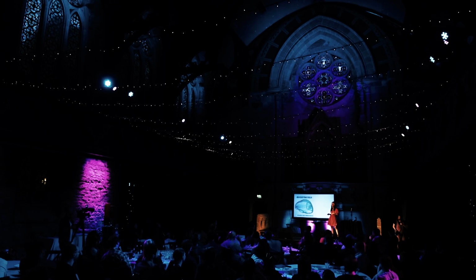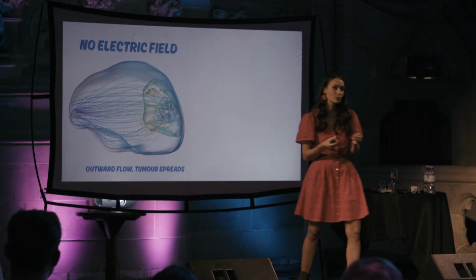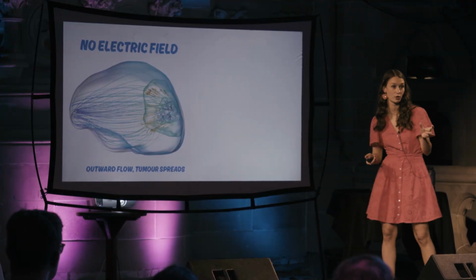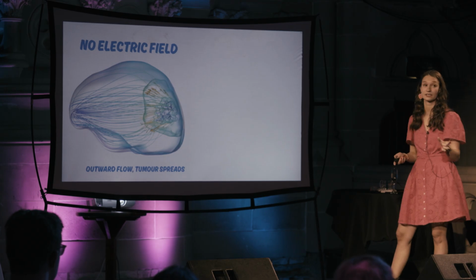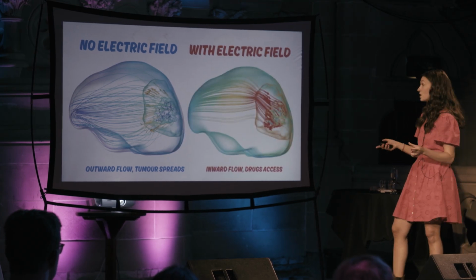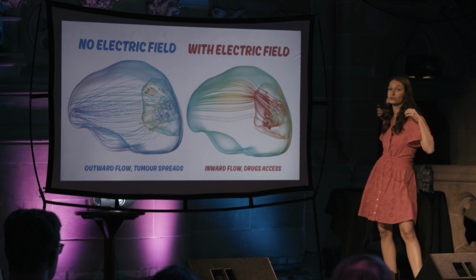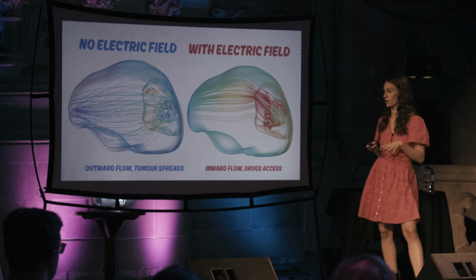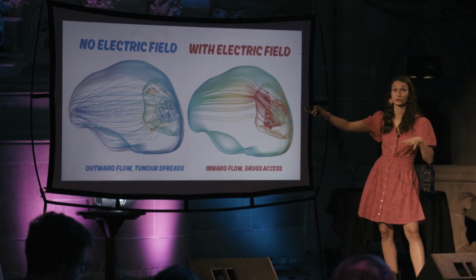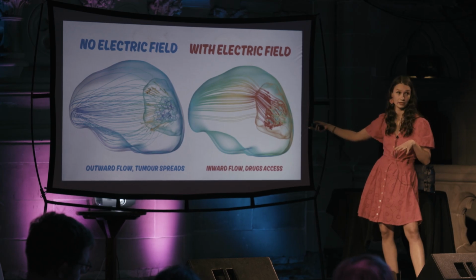So let's take a look at what happens without the application of the electric field. You can see that the flow goes outward. This way, not many drugs can reach the tumor, and it can keep spreading. But with the electric field, you can see that the flow is redirected inward, and now all the drugs are going right into the tumor. It's like going from a blocked traffic to an express highway.